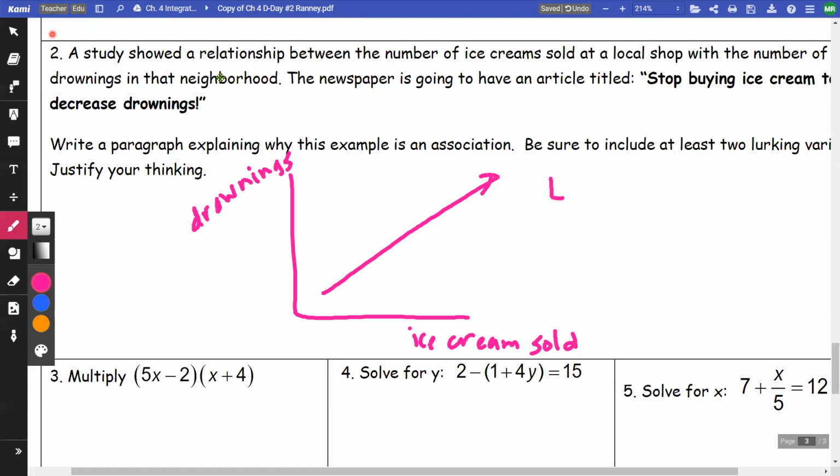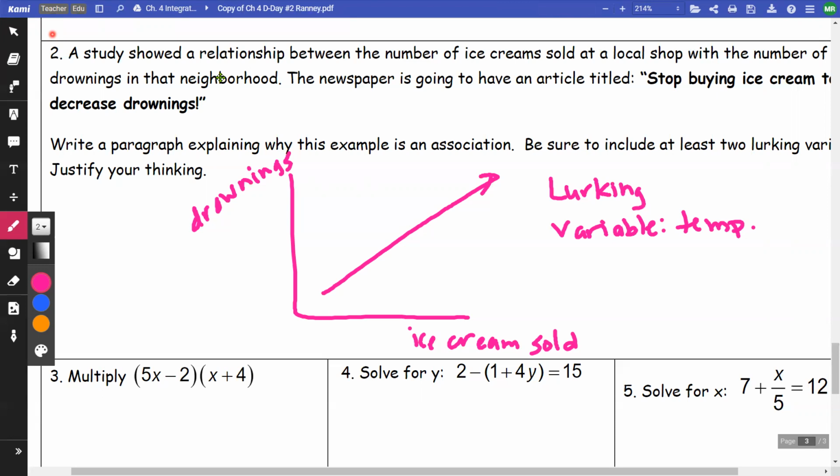Probably a lurking variable for this would be, for example, temperature, weather. Okay, I'll just put temp. The hotter it is, the more ice cream that's sold. Also, the hotter it is, the more people are swimming, which means there's more people in the pool or in the ocean that could possibly drown. Also, if there are more ice cream being sold, so that would be an example.